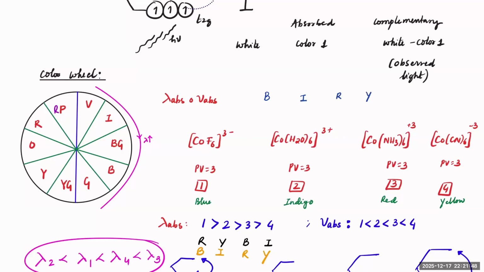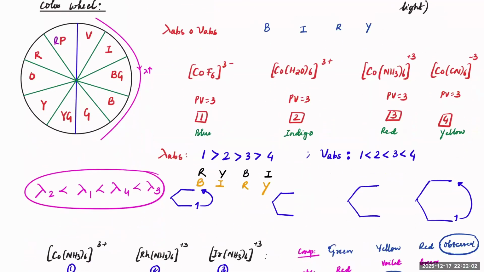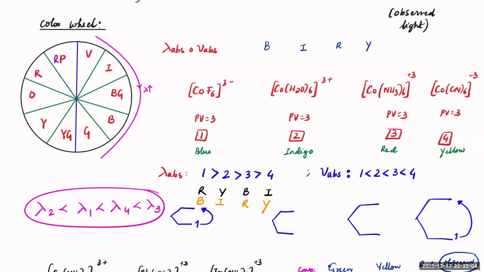Which complex will take that color? Which complex will be blue? Which will be indigo? Which will be red? And which will be yellow? Given these four complexes. So how do we observe? How do we see that? See, it is like this.